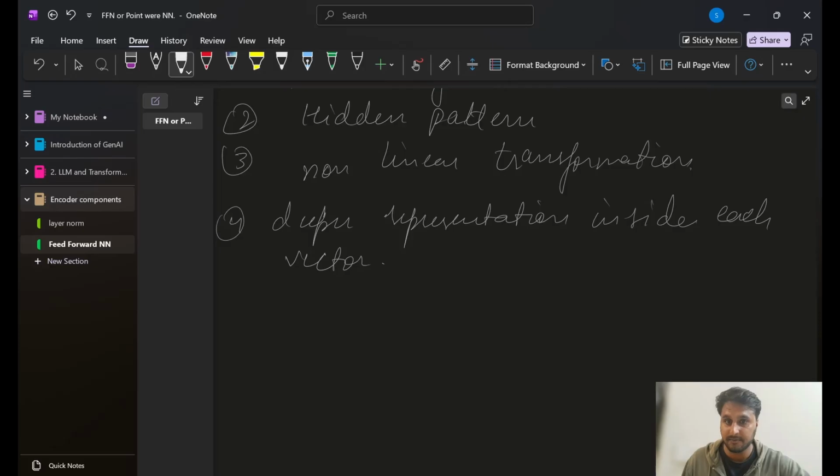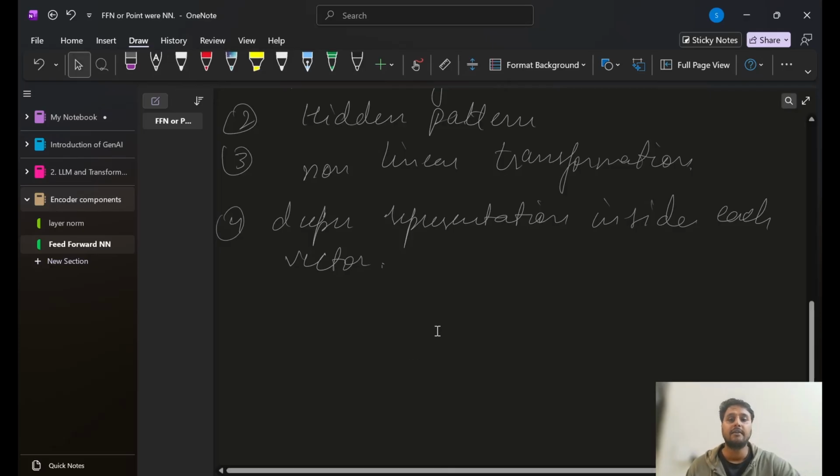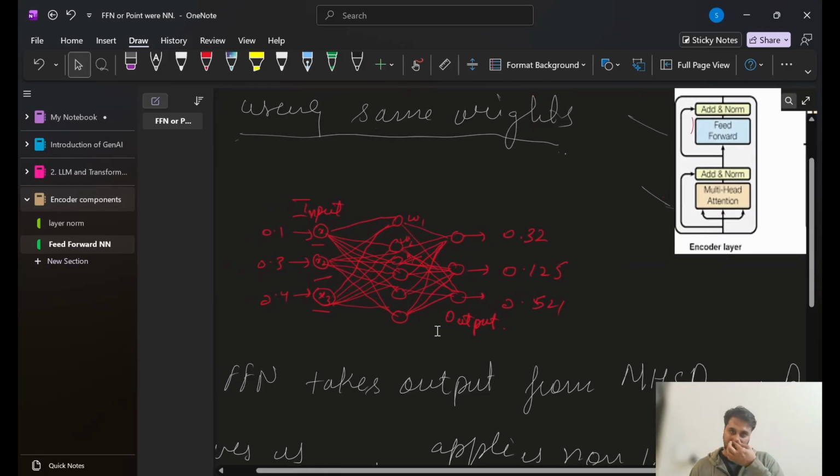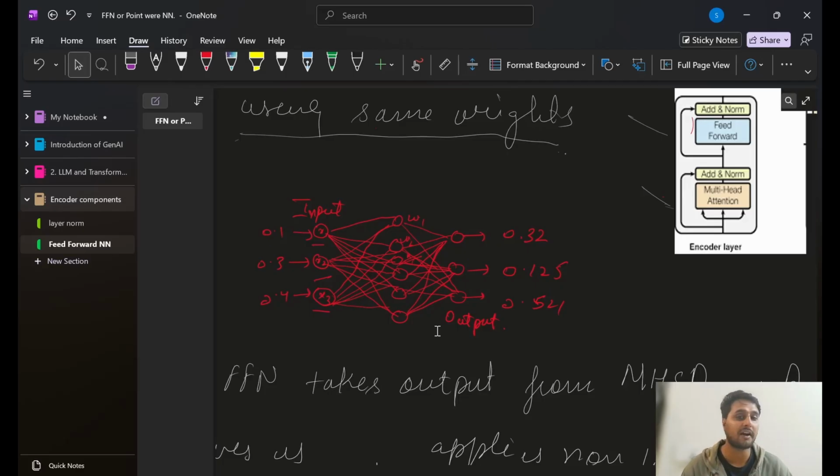Now let's understand how the feed forward network works. So till now we understand what a feed forward network is, that it captures complex patterns from each word, and why we need it, because we want something that self-attention cannot do. Self-attention helps us find the relationship between the words, but the feed forward network helps the model capture better semantics and a richer representation of each word. Now let's understand how it works.